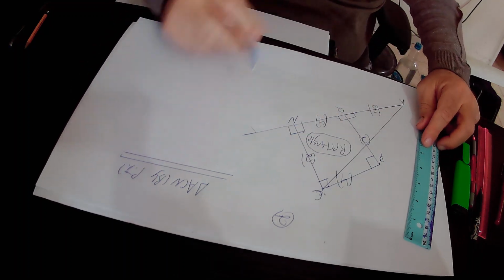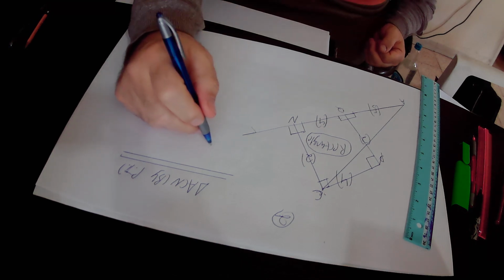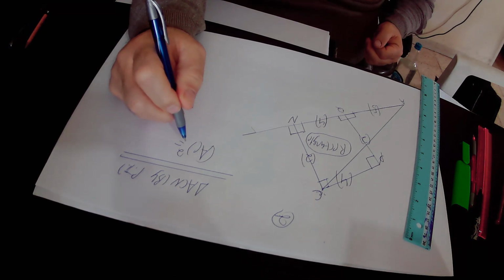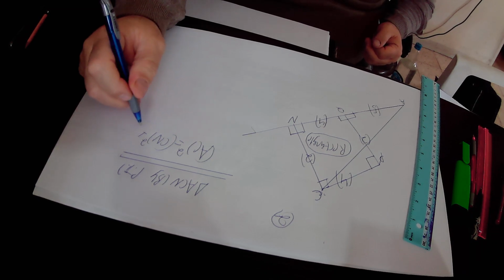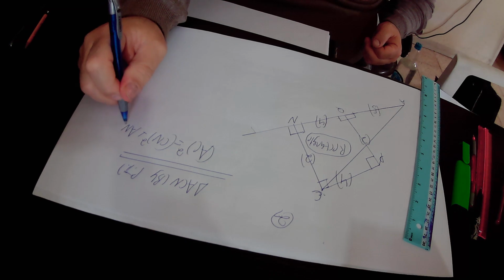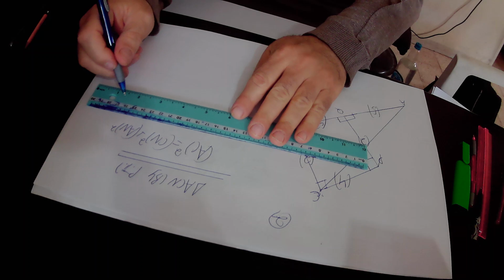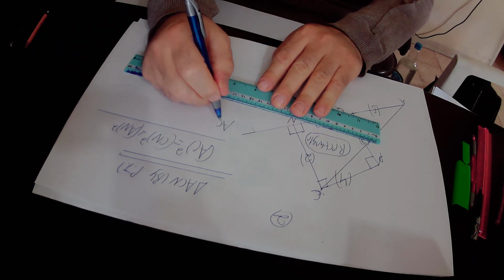According to the Pythagoras theorem, in this right triangle ACN, AC squared, that is the square of the hypotenuse, must be equal to CN squared plus AN squared. Repeat again, in the right triangle ACN, AC squared equals CN squared plus AN squared.